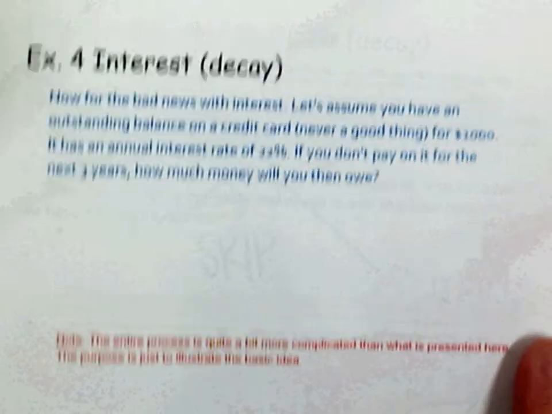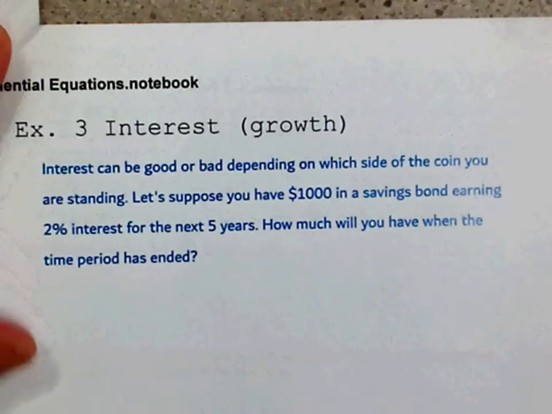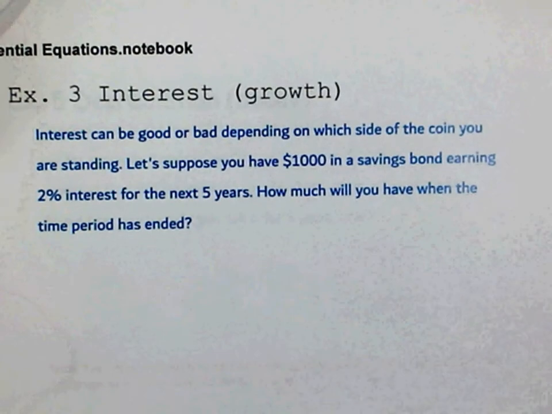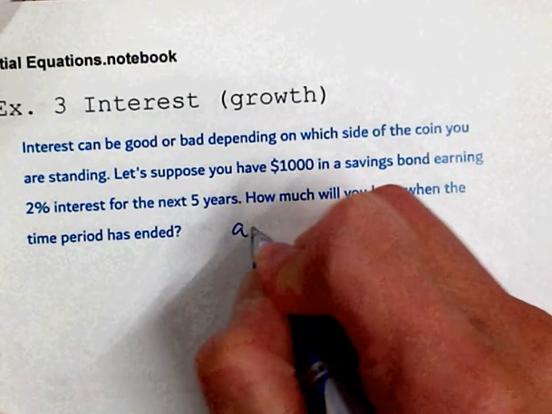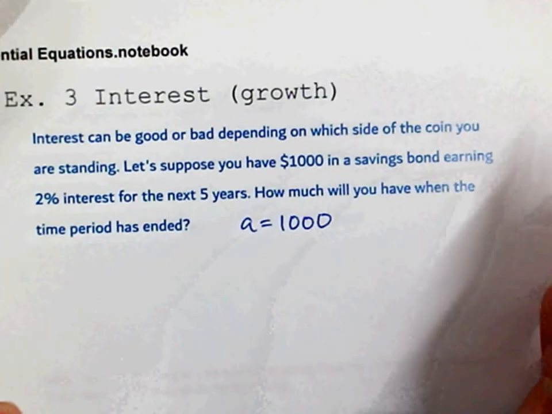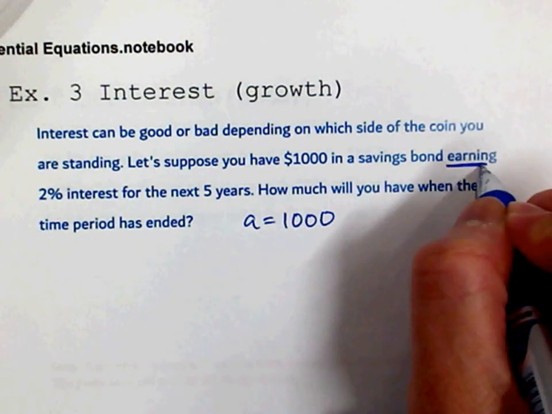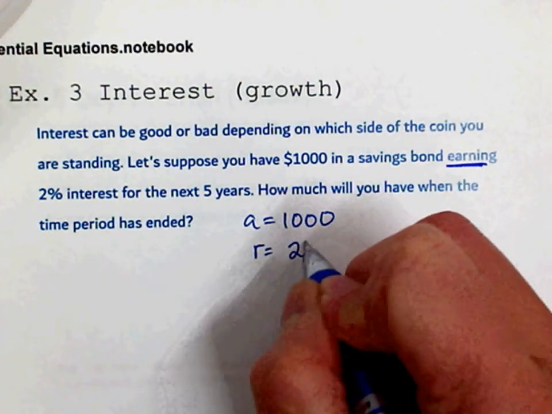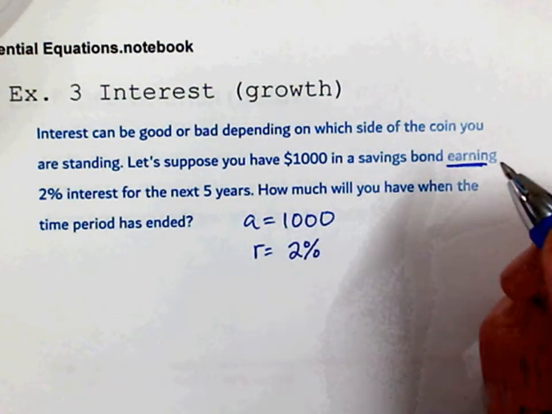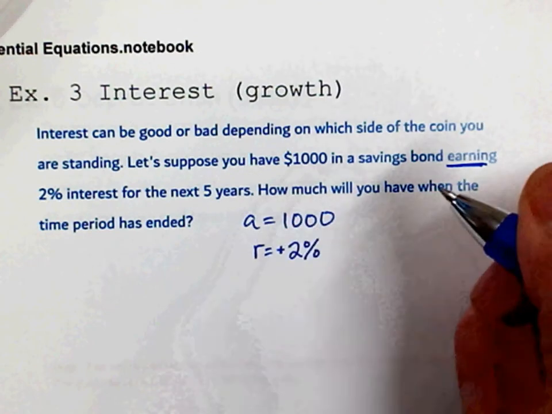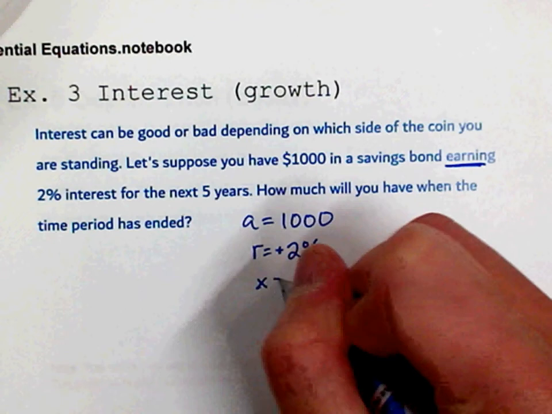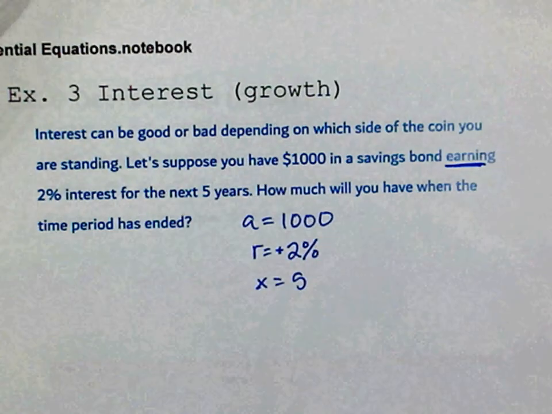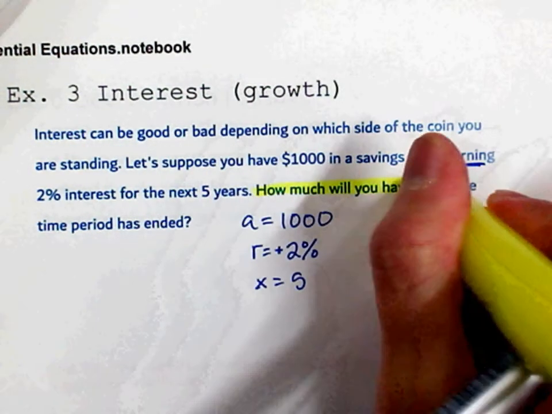Example 3. Here we go. Interest can be good or bad depending on which side of the coin you are standing. Let's suppose you have $1,000, so my A is 1,000, in a savings bond earning 2%. See the earning? So my rate is 2%, and it's going to increase. And if you want to write a plus in front of it to let you know it's growth, more power to you. For the next 5 years, so x is equal to 5. And the question says, how much will you have when this period ends?